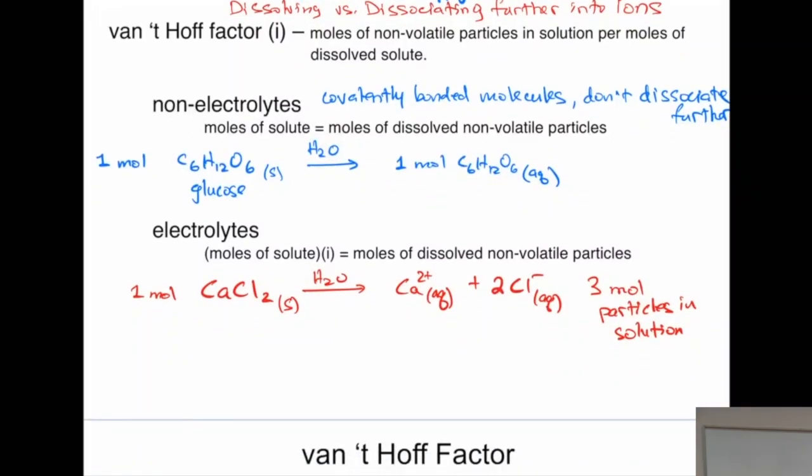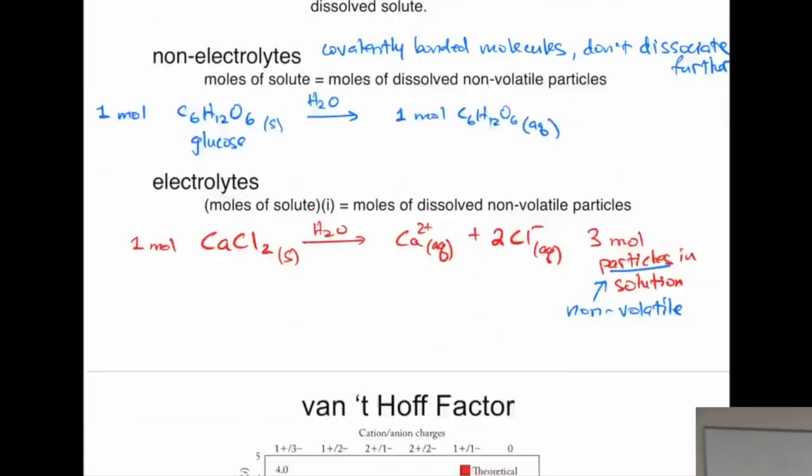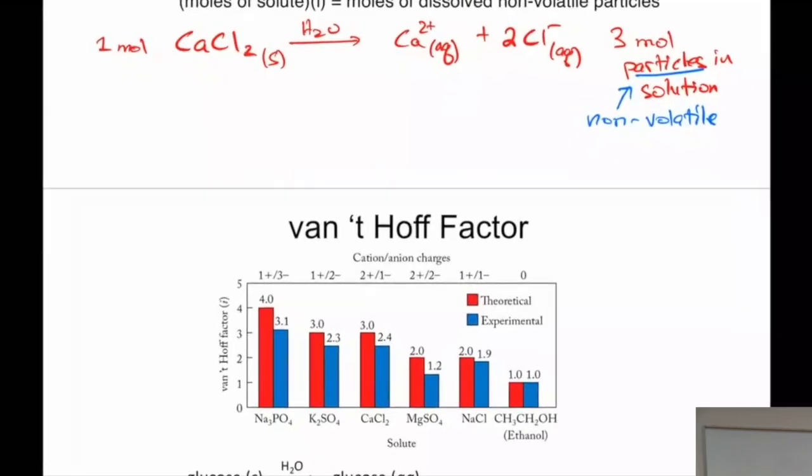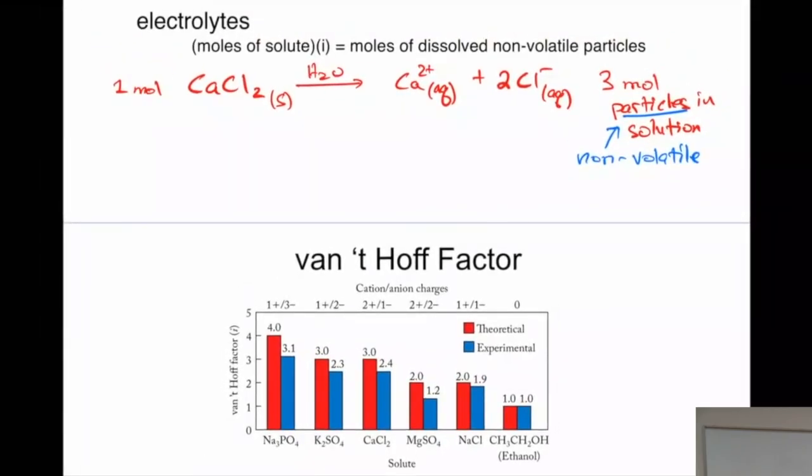Let's emphasize particles. These are non-volatile particles. That's what's having the effect. So we can say that there's an ideal Van 't Hoff factor. That's all this next figure is showing you. There's a theoretical and there's experimental, because not everything's perfect. We did this with sodium chloride. If I have 1 mole of sodium chloride and I put that in water, how many moles of non-volatile particles should I get?